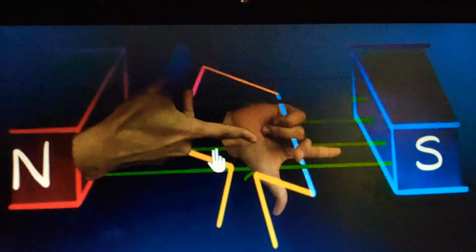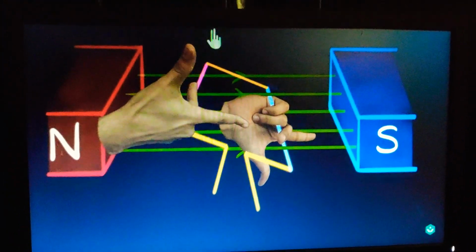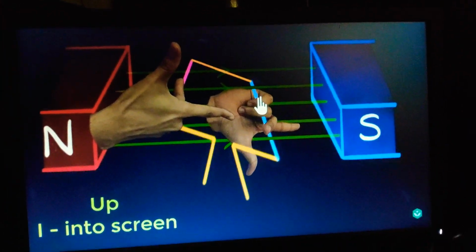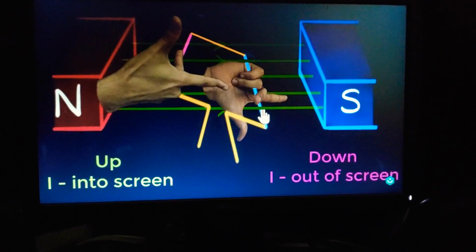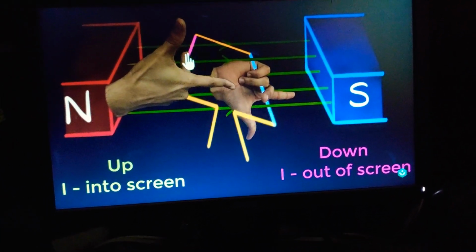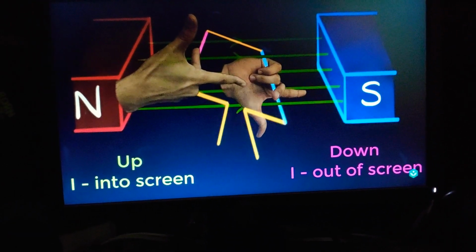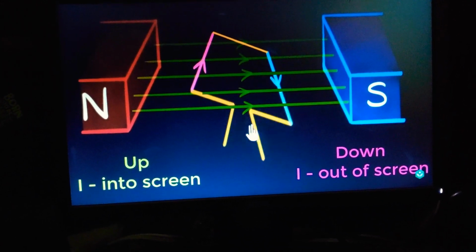So what we have seen is if a wire is moving upwards over here, then the current will be into the screen. And if the wire is moving downwards, then the current will be out of the screen. Remember this will be important. So now let's get rid of the hands and put arrow marks to indicate the current. And now we can guess what direction the current will be in the rest of the wires.